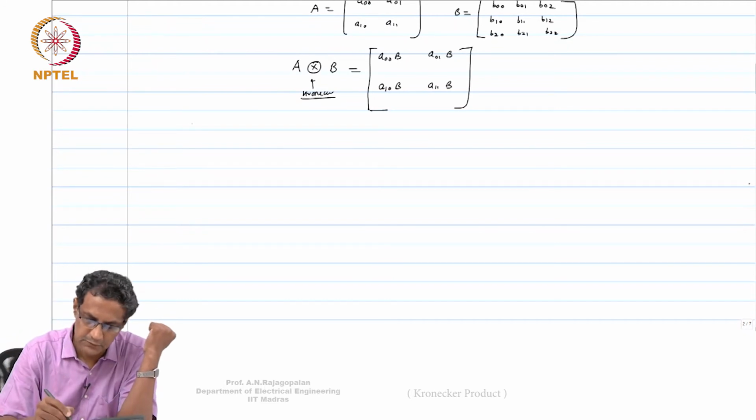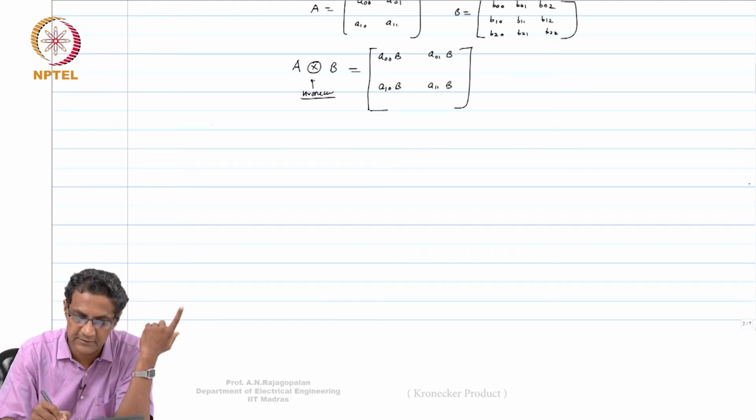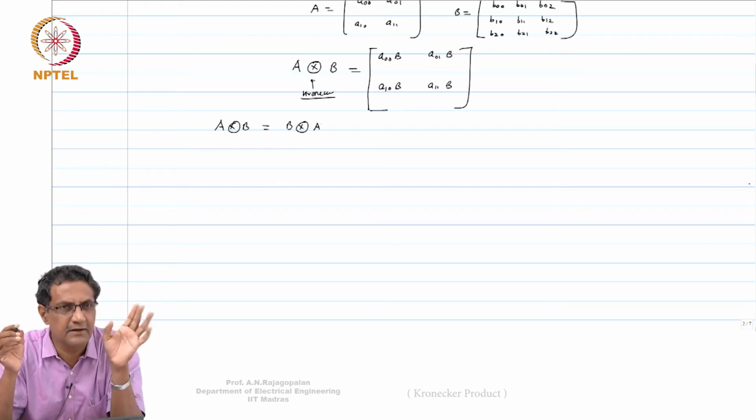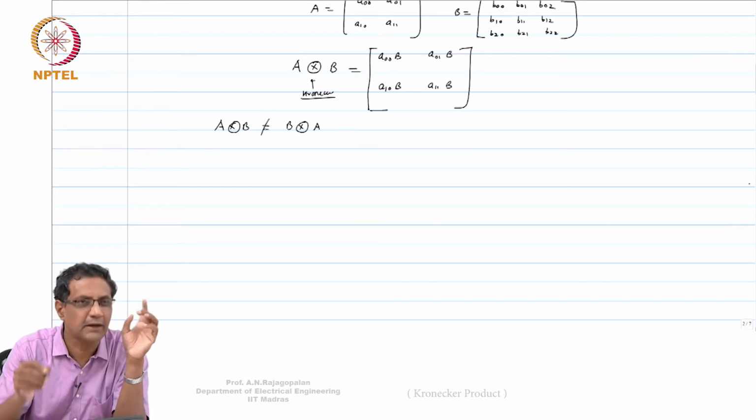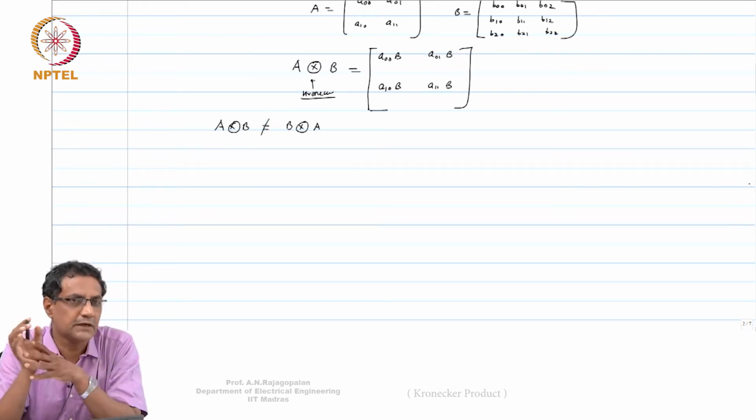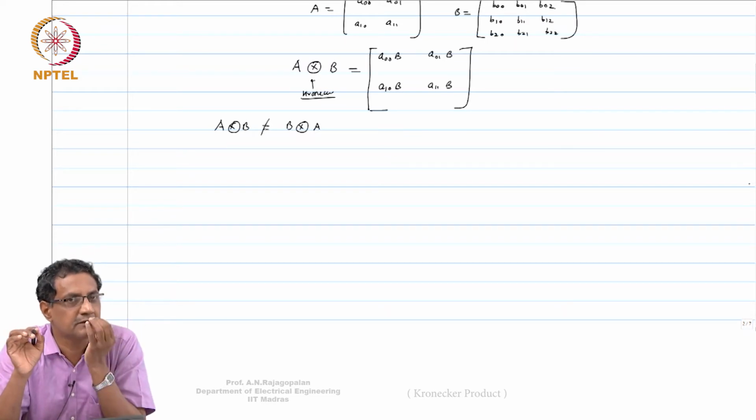Okay, so for example, in general, do you think A Kronecker B can be equal to B Kronecker A? In general, it's not true, but you can think of some trivial cases where this will happen. But in general, it won't.